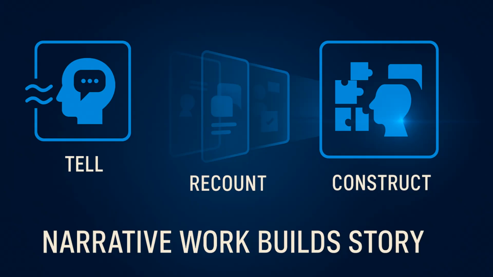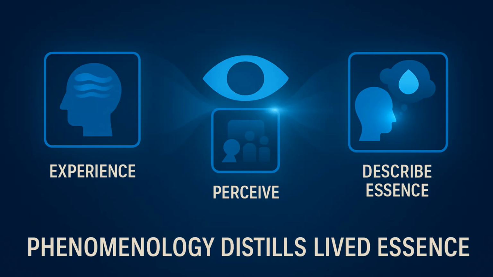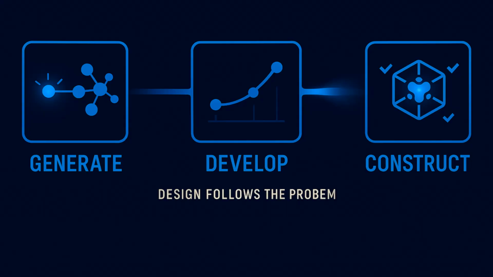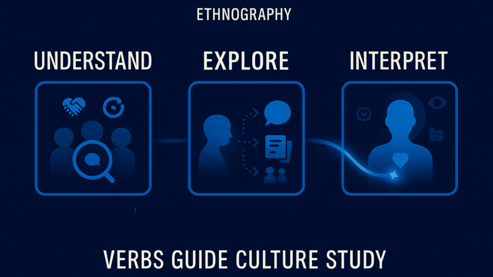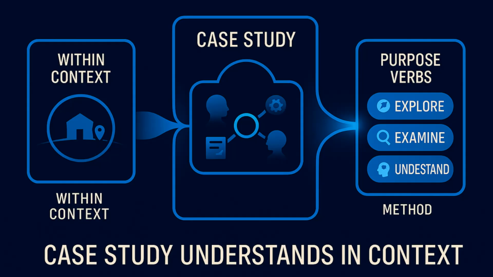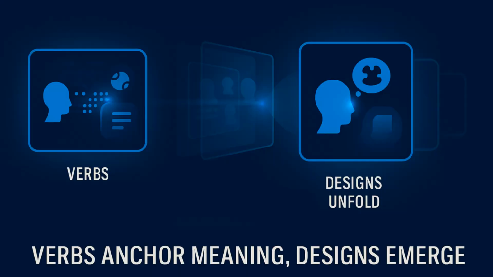Narrative work leans toward tell, recount, and construct. Phenomenology speaks through experience, perceive, and describe the essence. Grounded theory generates, develops, and constructs theory. Ethnography seeks to understand the culture of, explore the practices of, and interpret shared meaning. Case study explores, examines, and understands within context. These verbs keep the logic of the study connected to the kind of meaning the researcher intends to understand.